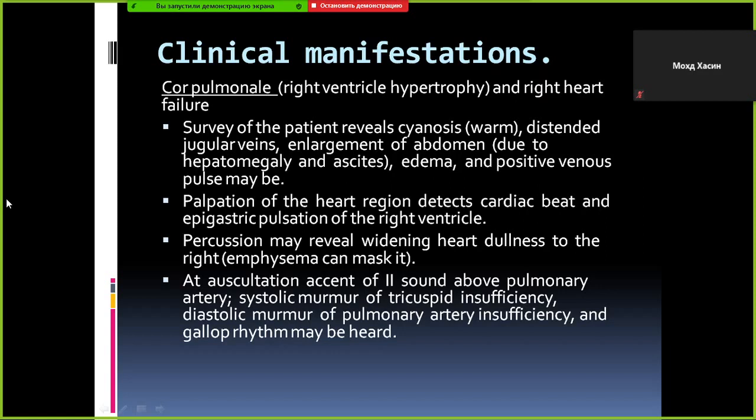Percussion may reveal widening of heart dullness to the right due to right ventricle and right atrium hypertrophy. On auscultation, we will reveal an accent of S2 above the pulmonary artery, sometimes a systolic murmur of tricuspid insufficiency, or a diastolic murmur of pulmonary artery insufficiency, and sometimes a gallop rhythm.